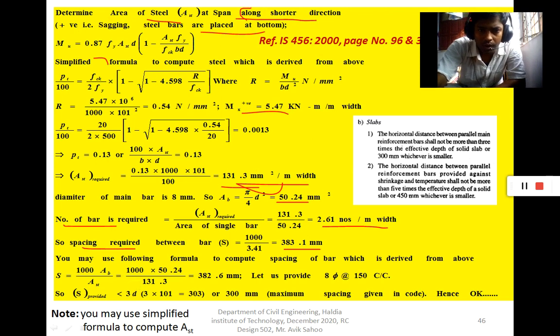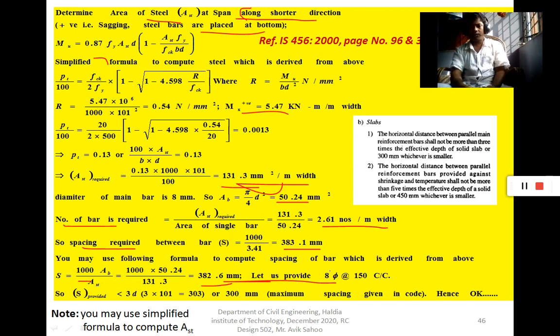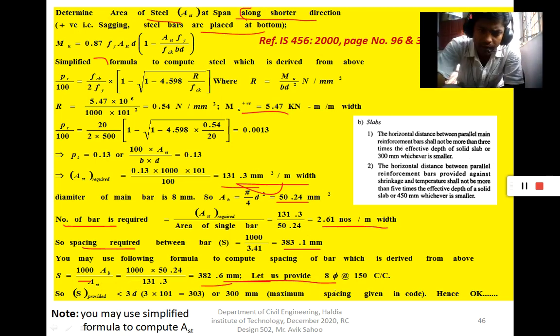383.1, for which you may use this formula to find the spacing. So let us provide 8 phi at the rate of 150 center to center. Those bars we place at the bottom in the span region, and the provided spacing is less than 3d or 300. So hence okay.